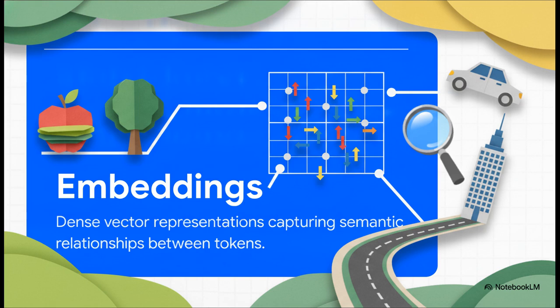So the model doesn't understand the word apple, like you or I do, right? Instead, it understands a highly specific array of numbers that places the concept of an apple mathematically close to words like fruit and tree and way far away from car or skyscraper. This right here is the absolute bedrock of how AI comprehends human language.